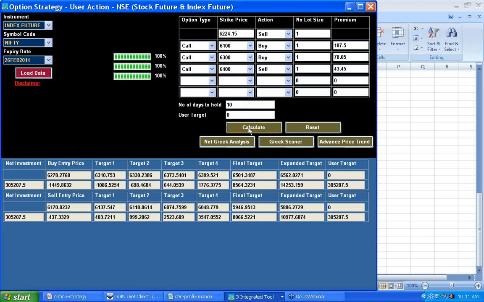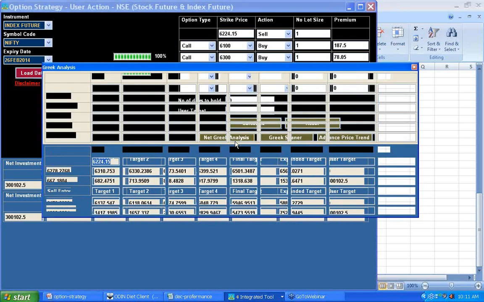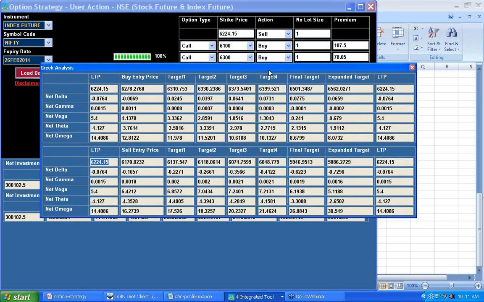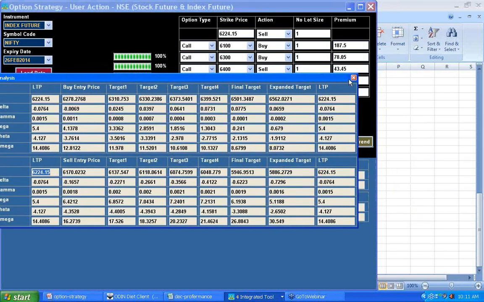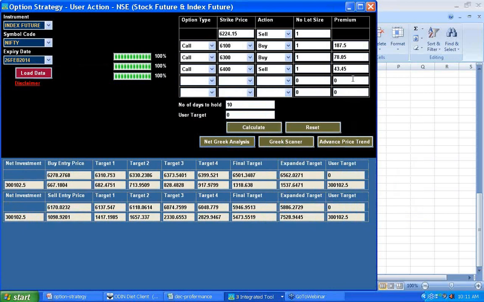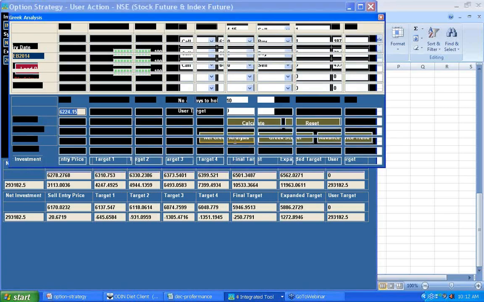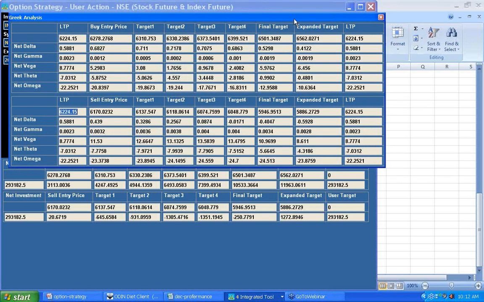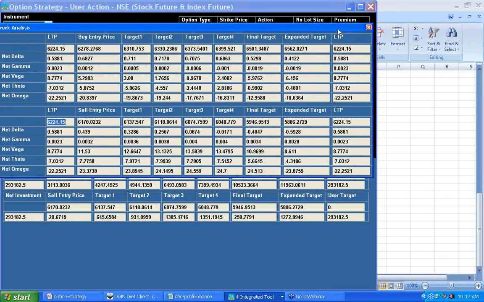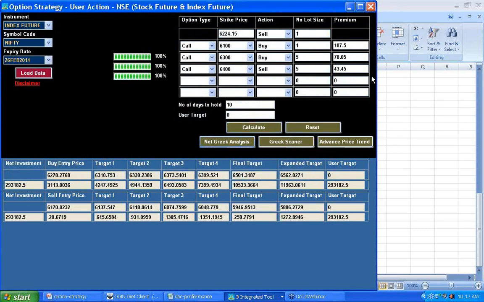So first one lot I'll take, and calculate the net Greek analysis. So this is 0.076 it is coming. So it is preferably good to have one lot, or you can have multiple lots, say 4, 5 or 5, 5 lots also if you are putting. So net Greek has come to a little positive 0.5. So this is kind of in the medium volatile condition.